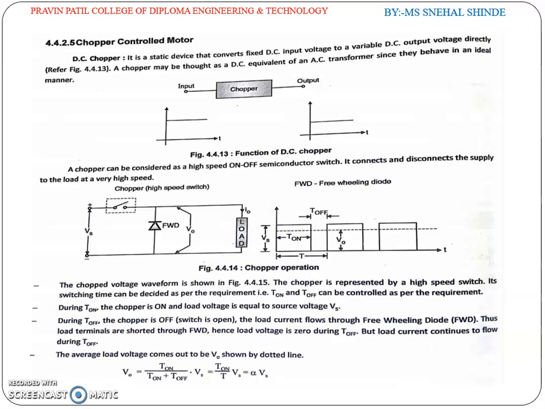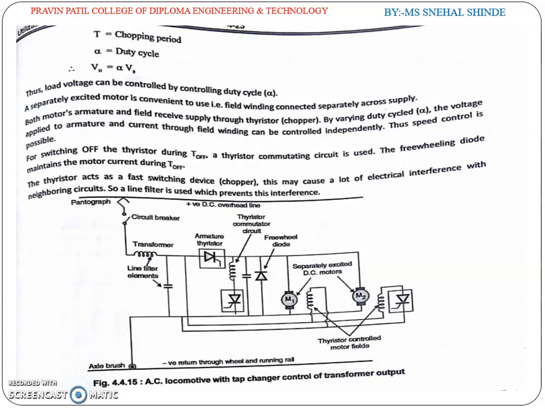The average load voltage comes out to be V0, shown by the dotted line, where V0 equals T on divided by T on plus T off, times Vs. That is, T on divided by T, denoted by alpha, times Vs. So T is the chopping period, alpha is the duty cycle, and V0 equals alpha times Vs. Thus, the load voltage can be controlled by controlling the duty cycle alpha.